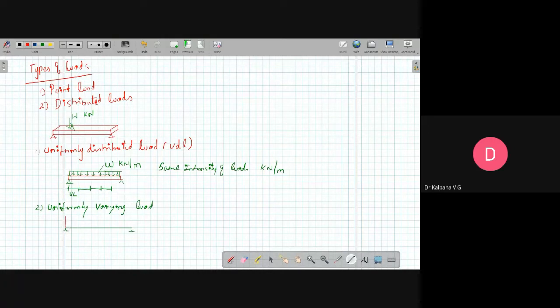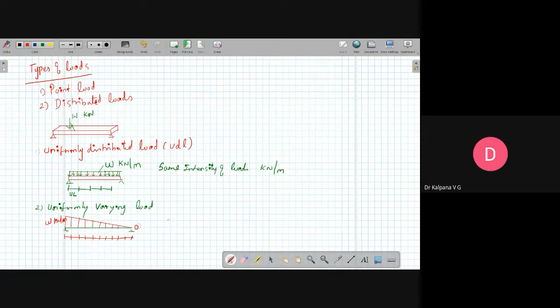Maybe it starts from 0 at one end and ends at the maximum amount of loading at the other end. The loading will not be the same throughout the length, and the rate of change of loading will be uniform. Per meter length, the beam is subjected to 0 kilonewton here, and here it is W, again in kilonewton per meter. Only thing is, each unit length of the beam will not be subjected to the same intensity of loading in the case of uniformly varying load. There will be an increase in loading, a change in loading rate. That is what a uniformly varying load is.